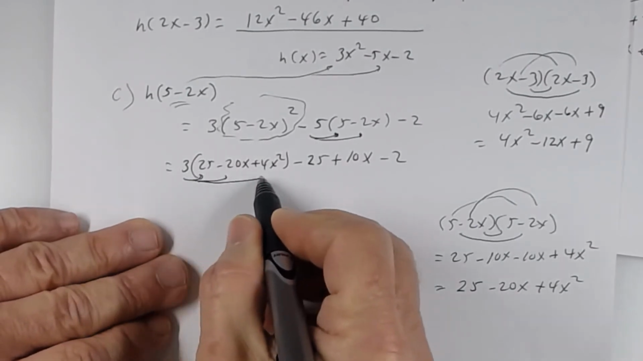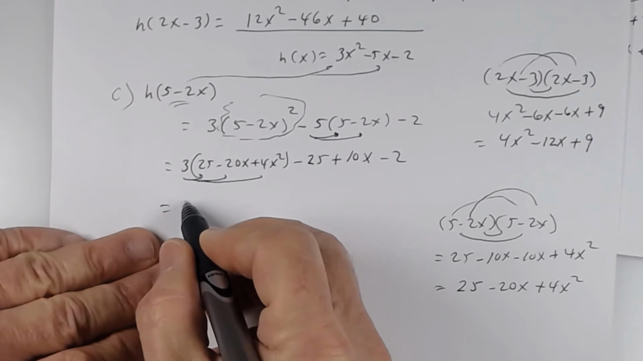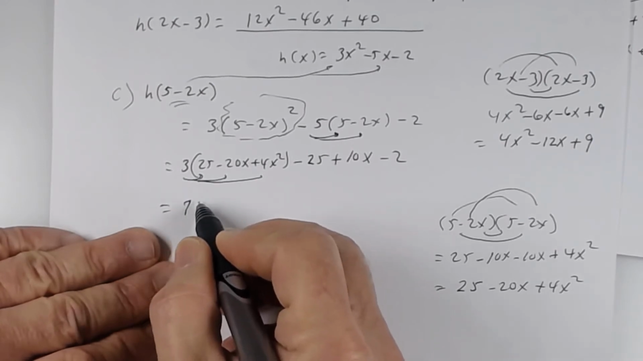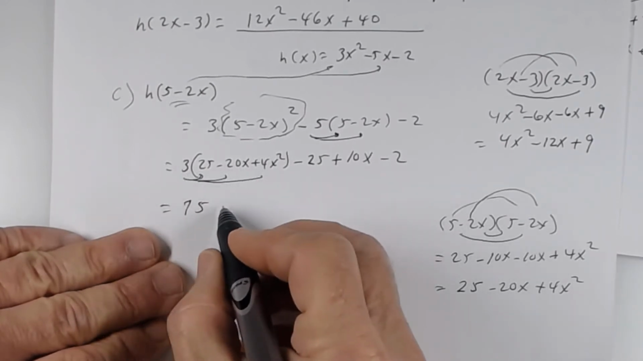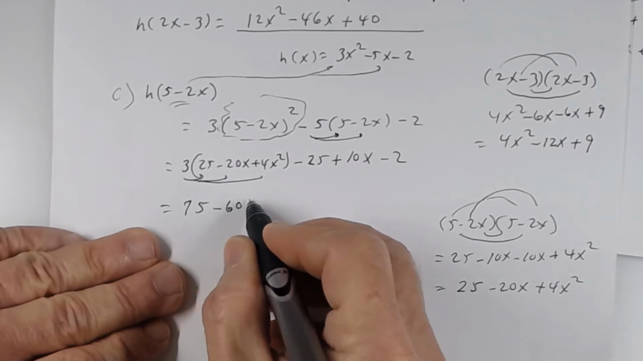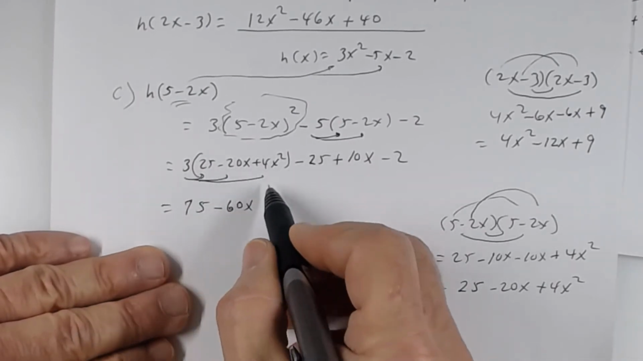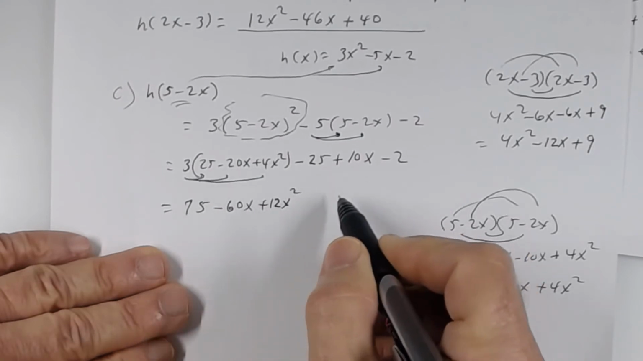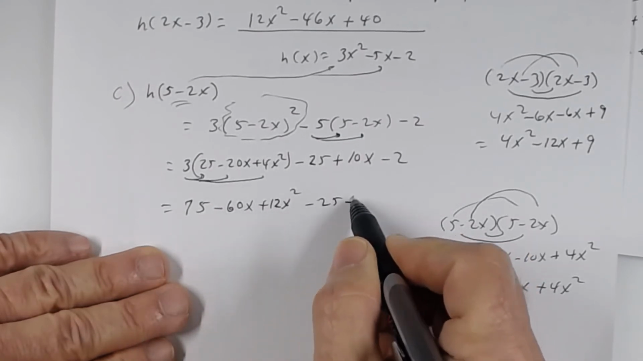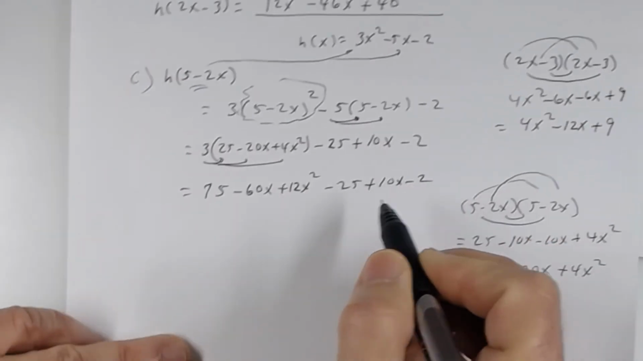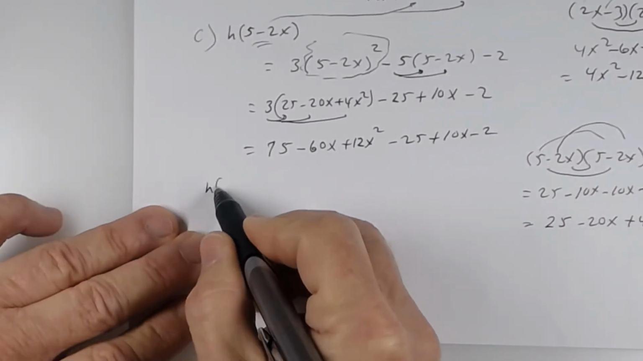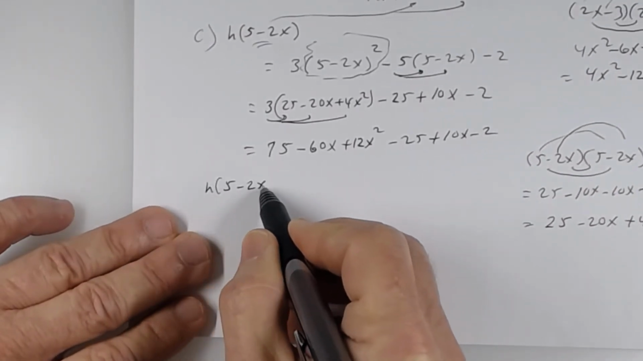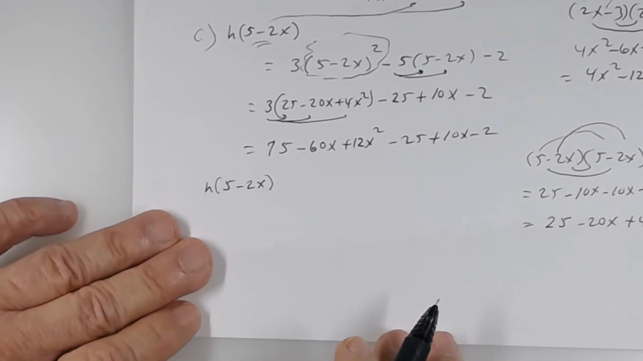Distribute. So I get 3 times 25 is 75. 3 times the negative 20x is negative 60x. 3 times 4x squared is 12x squared. And then just rewrite everything else over. And now, what's the next step? No, we already distributed. Oh, and combine like terms.